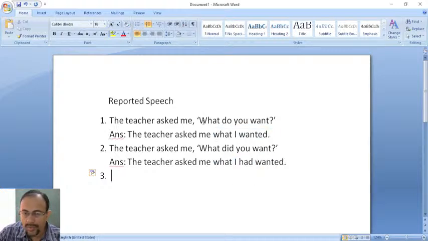So always look for the tense. Number one, what do you want is simple present. Simple present becomes simple past. So what I wanted. Simple past becomes past perfect. So what I had wanted. Right? Okay. Next one.